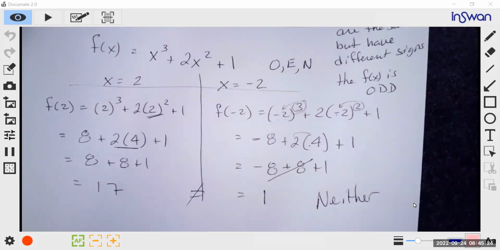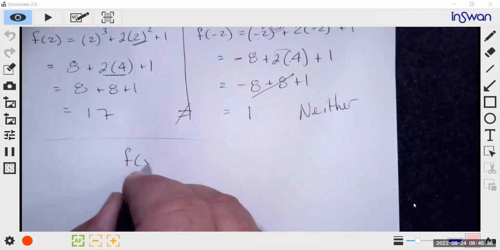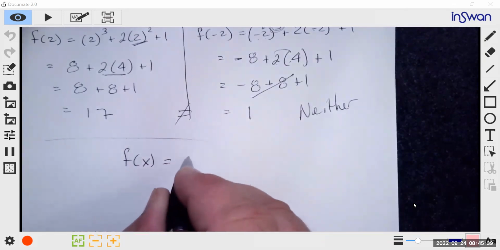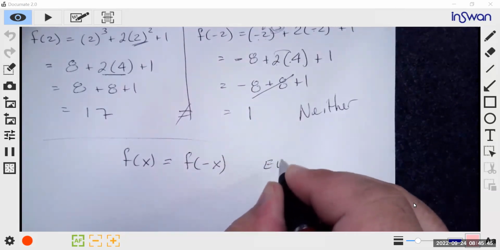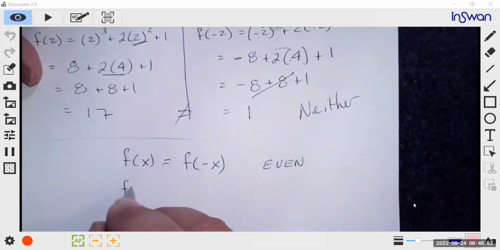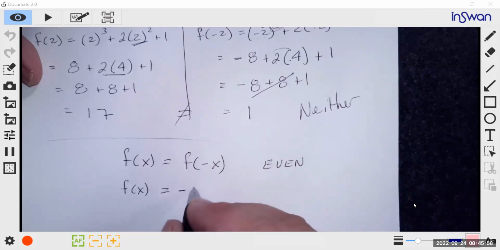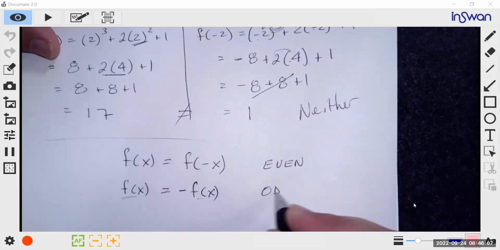So that's what we're looking at for symmetry: if I change the x values from positive to negative, will it change the y values? If it remains the same, if I have a function and it gives me the same answer as if I put the negative x in there, we call that an even function. If I have a function and I put a negative number in there and it just makes the same number with a different sign, we call that an odd function.